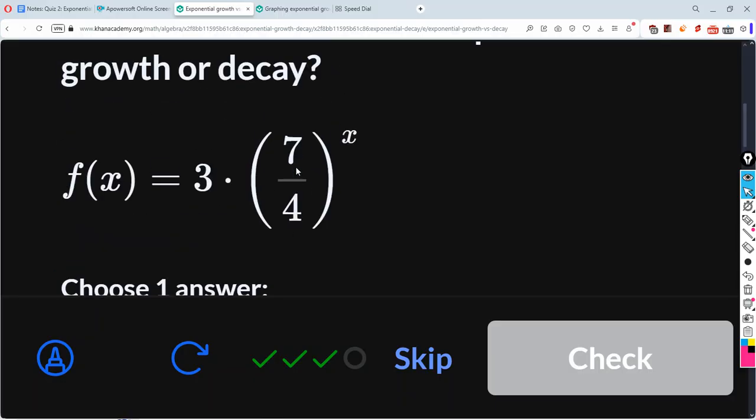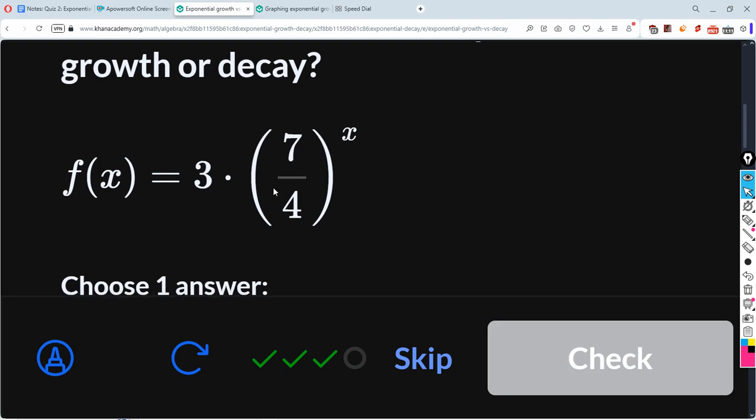All right, and here we have a fraction, 7/4. If you need to, you can convert it to a decimal. But basically, if the numerator is greater, that means this is going to be greater than 1. If the numerator is less than the denominator, this is going to be less than 1. 7/4 is greater than 1, so that's a growth.